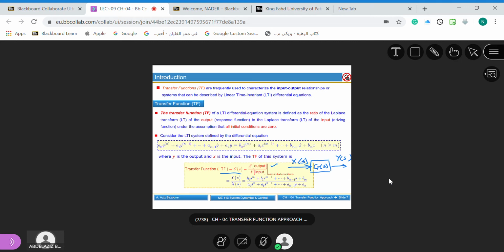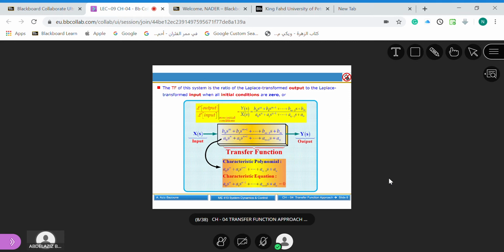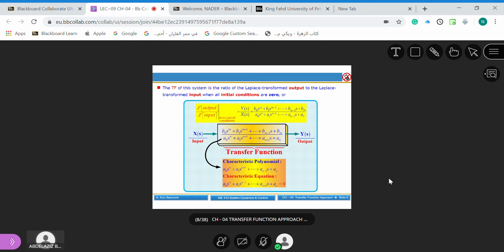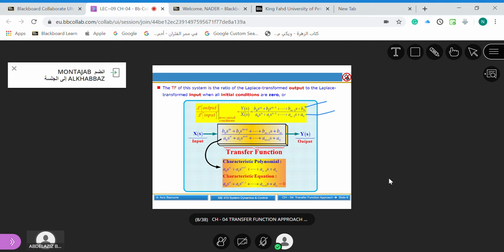So to characterize the output over the input in the S domain, we just give the relationship that relates them in the S domain. We take the Laplace transform of the output over the Laplace transform of the input when all the initial conditions are zero, and we take the ratio. The ratio is defined as the transfer function. Suppose the output is given by Y of s, a polynomial in s, and the input is a polynomial in s also. The ratio of the output over the input is defined as the transfer function.